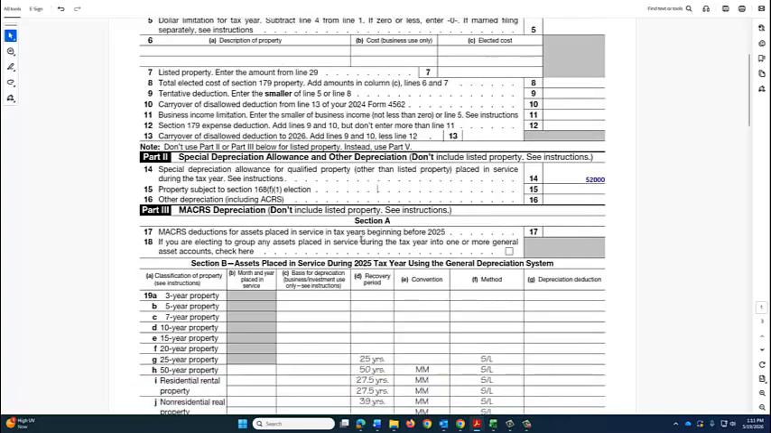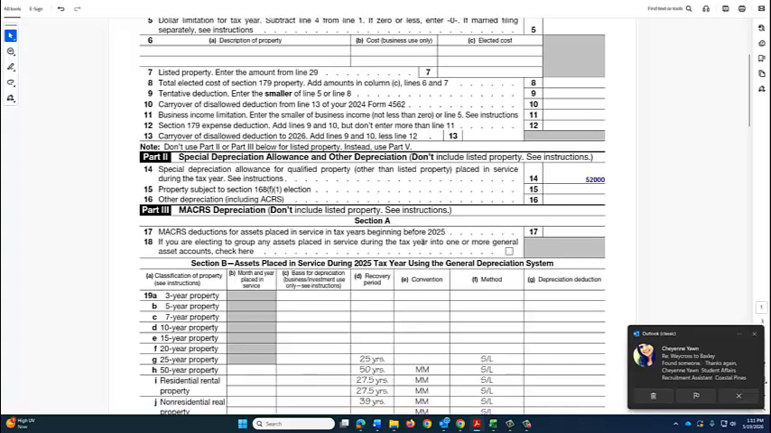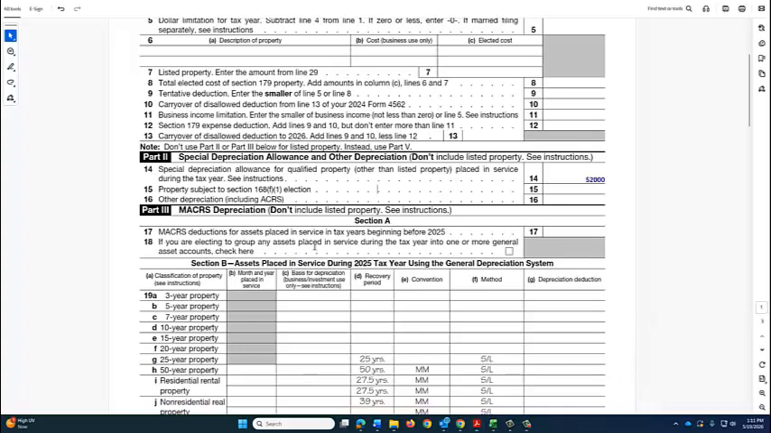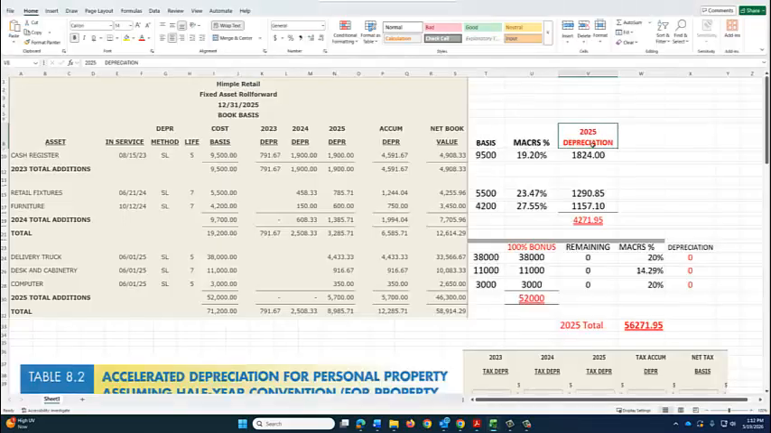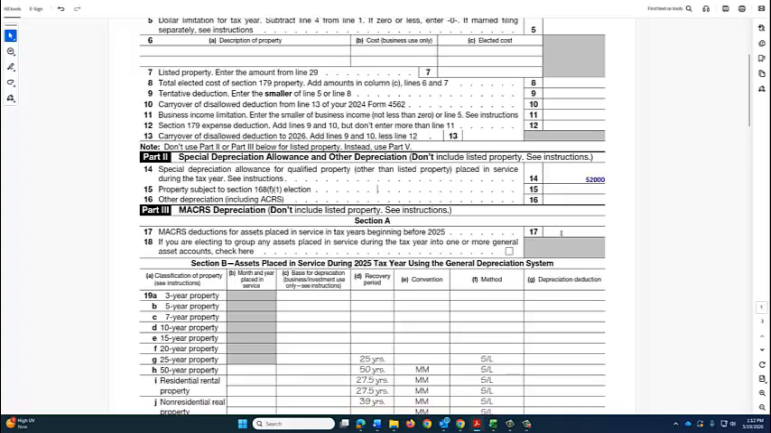Down here in Part 3, we're going to enter our MACRS depreciation. Line 17 is where the deduction for assets placed in service before the current tax year is listed. So that's where we're going to put this 4272, because this was for 2023 assets and 2024 assets. So we will put on line 17 the 4272.